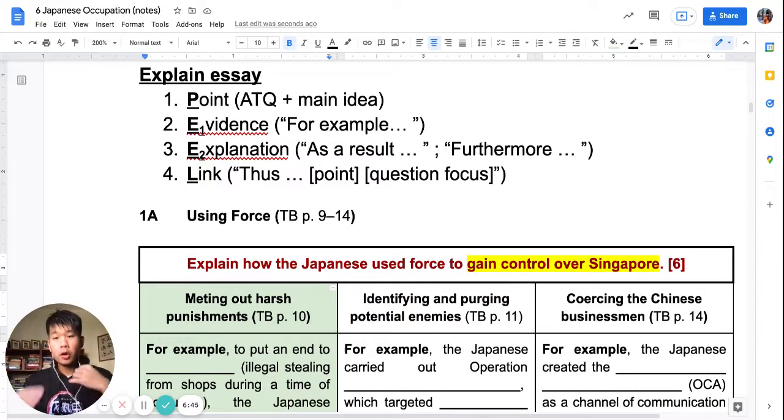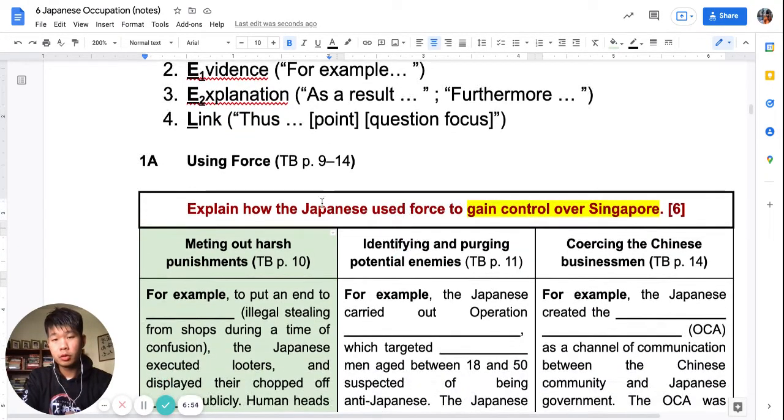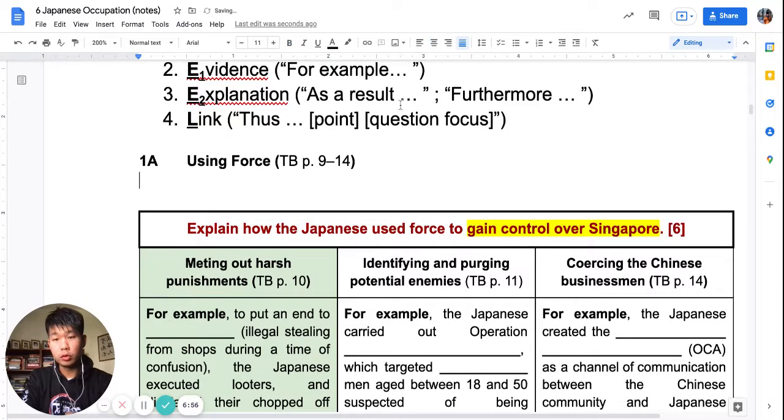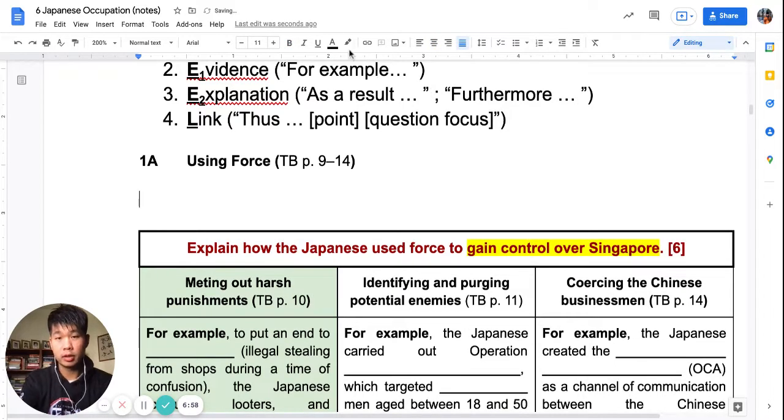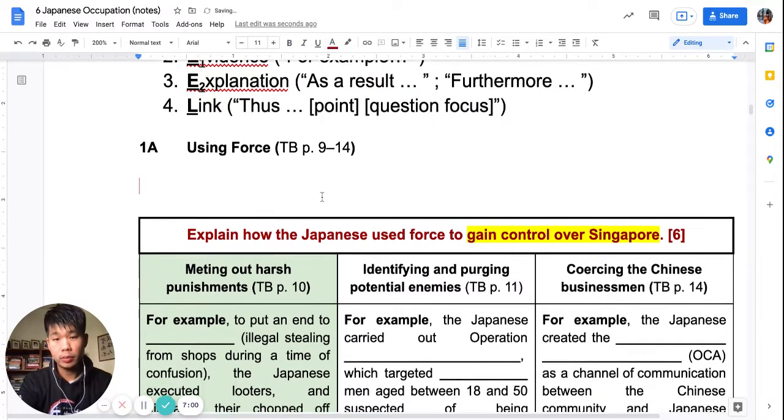Right? Your point is the starting line of every new argument. And each argument has its own paragraph. So let me write it out for you so you could see how I would answer this question using the box. Explain how the Japanese.